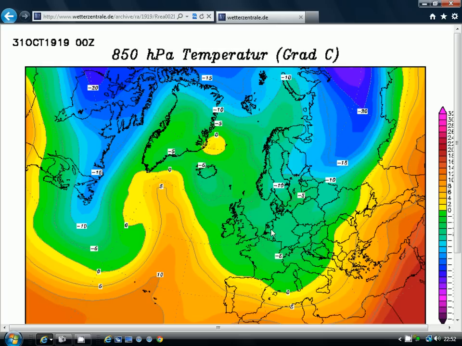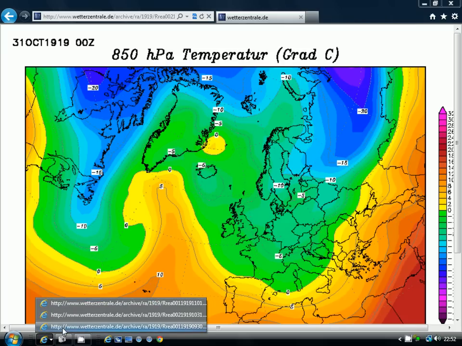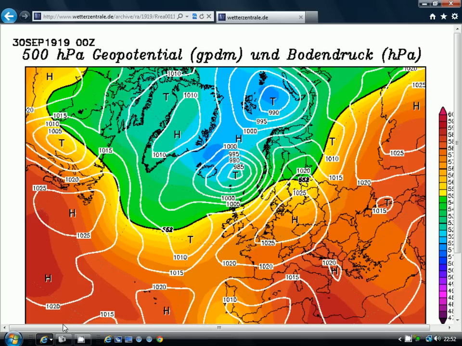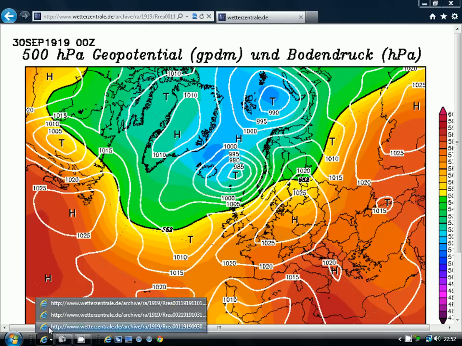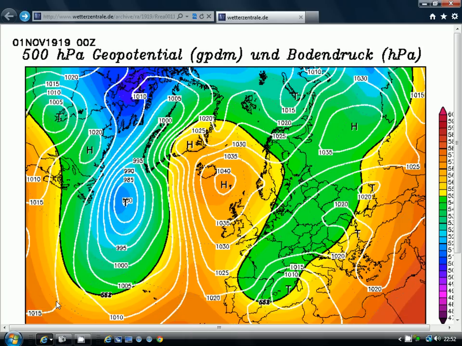And the upper air temperatures, you can see the -5 isotherm there, covering many central and eastern parts of the country at the end of October 1919. So it was chilly, quite cloudy as well. But yes, it was fairly chilly into October 1919, to say the least. But things were going to get even more interesting, and now we come on to November 1919.